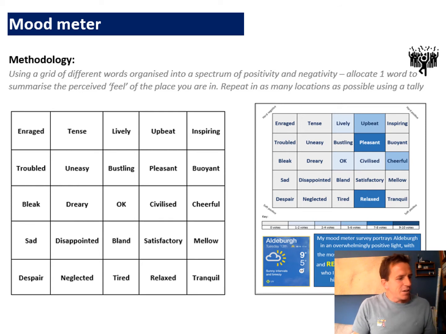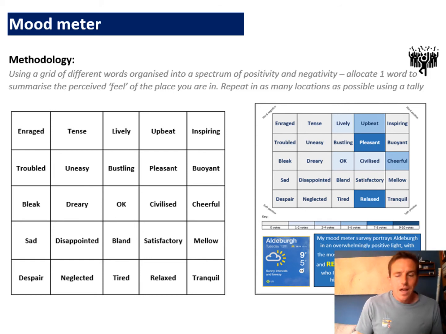What you potentially could then do is to perhaps have that grid laminated. It doesn't have to be laminated, but it's nice if it is. And you could then perhaps say to people on the street from a safe distance, would you mind just saying which word on this grid best fits the atmosphere that you think this place represents?